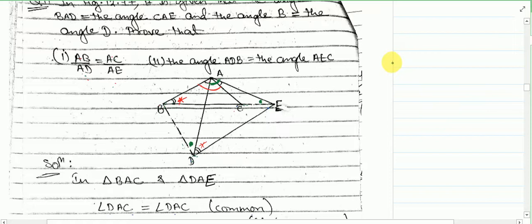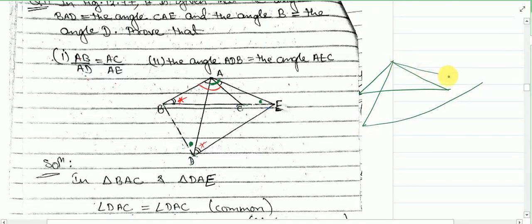Okay, so in the actual figure this is not there. The actual figure looks like this. When you see it in your textbook, the actual figure will be something like this, where this is A, this is B, this is C, this is D, this is E. So in order to prove the second part, we have to join this and we have to join this, okay. And after that we'll show that this angle is equal to this angle. Clear?